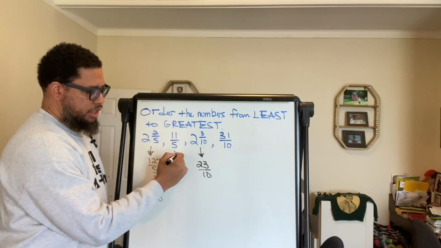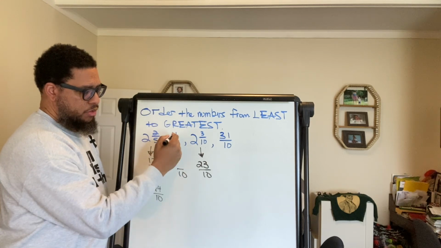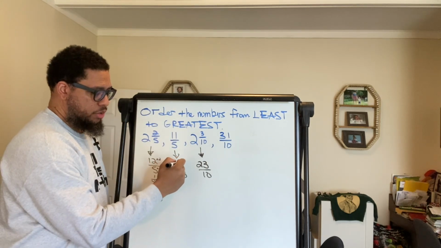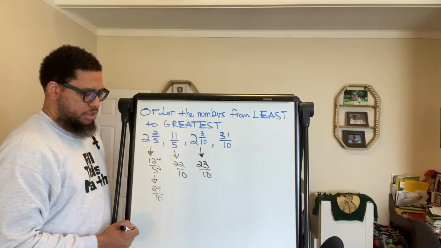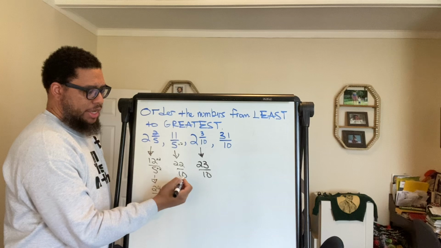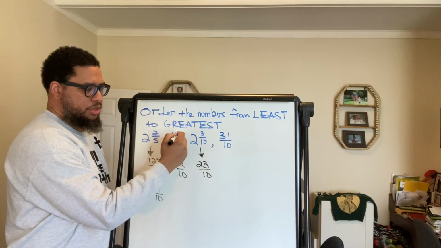And we're going to do the same thing with 11 fifths. 11 fifths, common denominator is 10. What's the 11 going to turn into? The 11 is going to turn into a 22. 22 tenths, right? Because what's 5 times 2? That's how we got the 10, our common denominator. But if you do that down bottom, you got to do this up top.